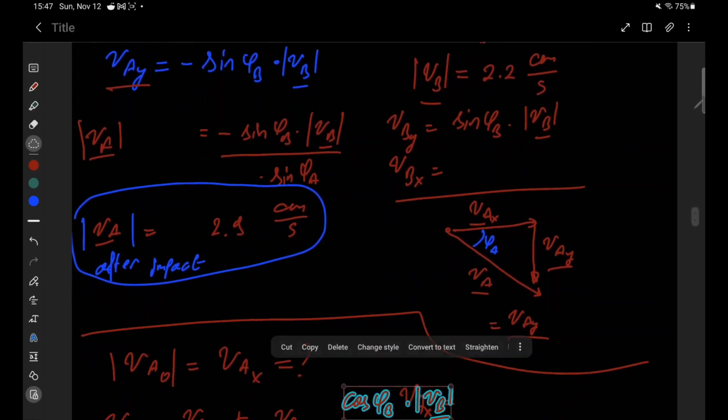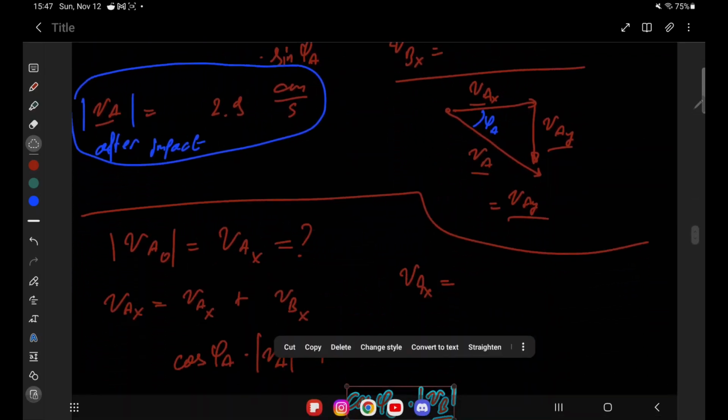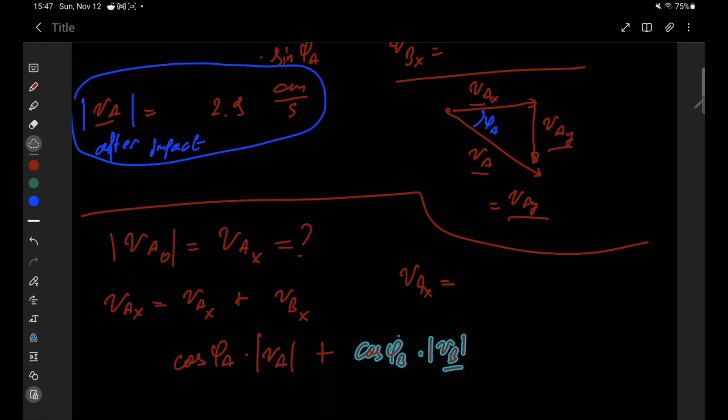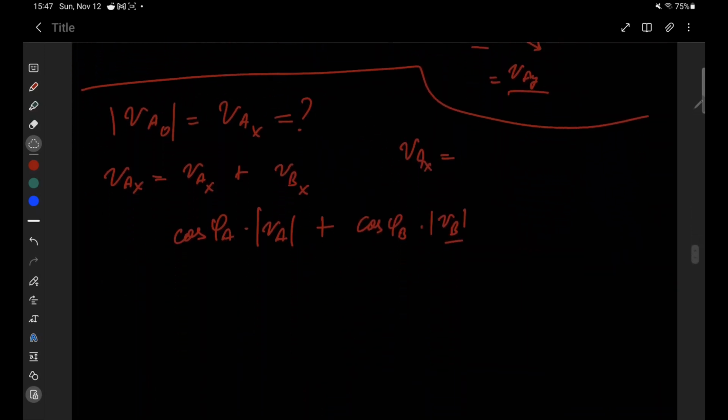But when you're doing it on tablet, it is a really nice function. And yeah, there it is. This is the VAX. What do we have to do? We have to plug in 2.2 here, phi b cosines of 55 degrees. VA we just calculated. This is the absolute version, so it will be 2.9.